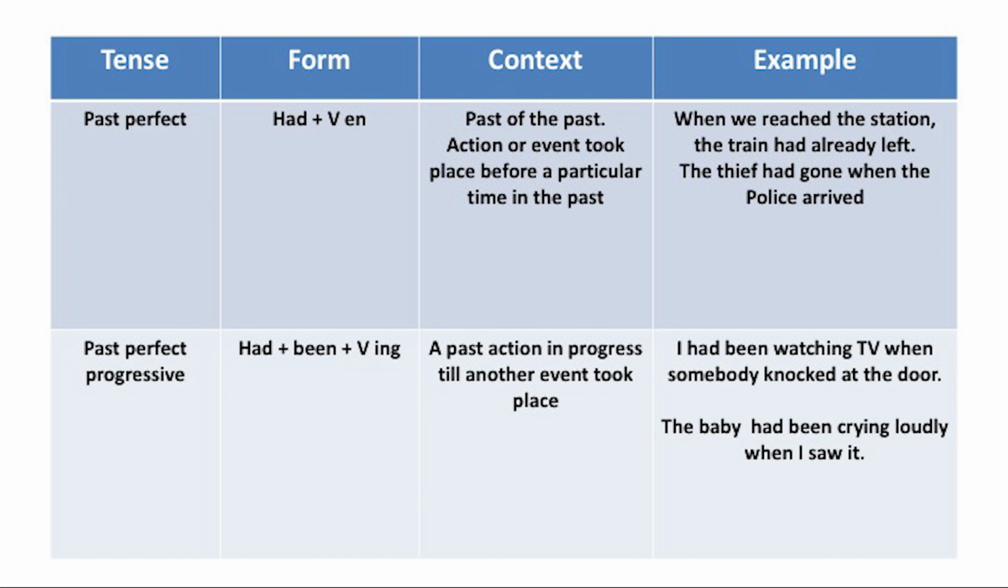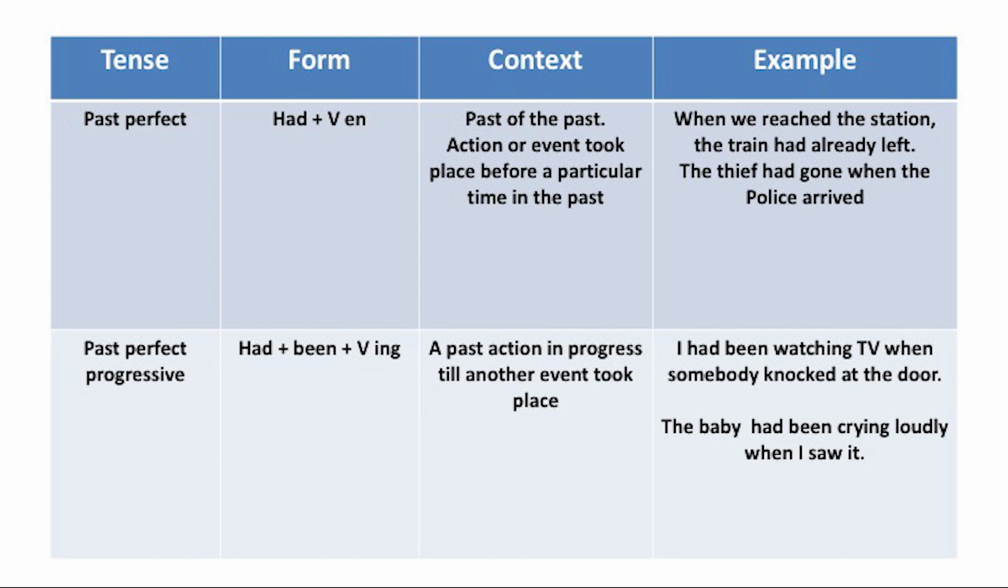So, one action was in progress, I had been watching TV. The second action which happened, somebody knocked at the door. So, I had been watching TV when somebody knocked at the door. So, for the first action, the earlier action, this is past perfect progressive. For the latter action, this is simple past.